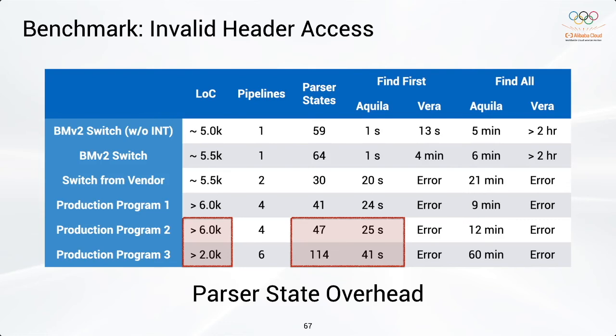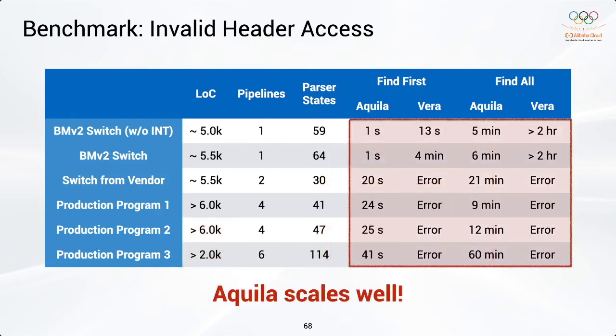Here we can see that Aquila spends more time in verifying program 3. Although the number of states of program 3 is 3 times that of program 2, the lines of code is only 1/3. Now let's compare Aquila with existing work. From the results, we can see that without Aquila's encoding algorithm, it's almost impossible to verify multi-pipeline programs with complex parsers.